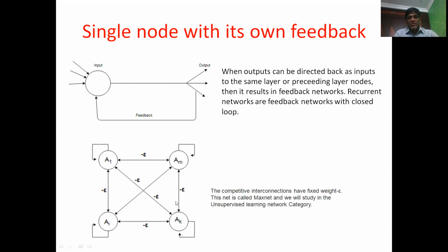This is a simple example for MaxNet, where all the weights are given as minus infinity, and all the neurons are built as feedback neurons. You can observe this as output of each neuron is connected back to the same neuron. Okay, this is one possible way of building the max nets or competitive interconnection net.